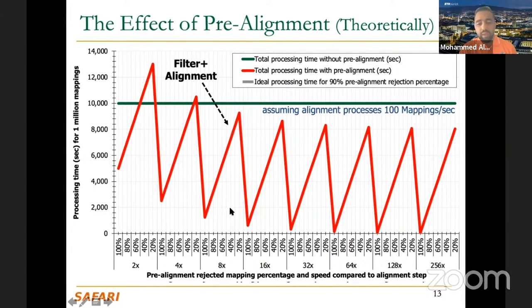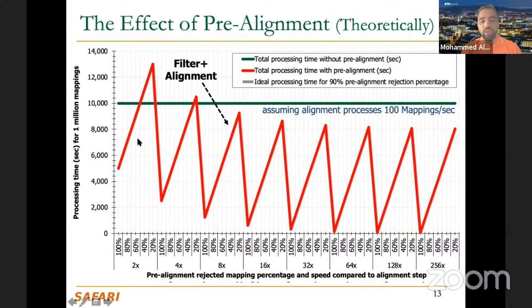Likewise, you can think about it exactly the same way for other data sets or other conditions. For example, here, we reject 100% of the pairs and the filter is 16 times faster, so the execution time will drop from 10,000 seconds all the way to maybe, I don't know, 200 seconds, around 500 maybe, right? And that will be the execution time. So the speedup we expect from integrating pre-alignment filtering with alignment really depends on the data itself and how fast the filter is.